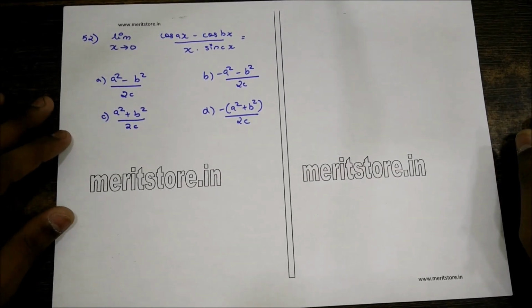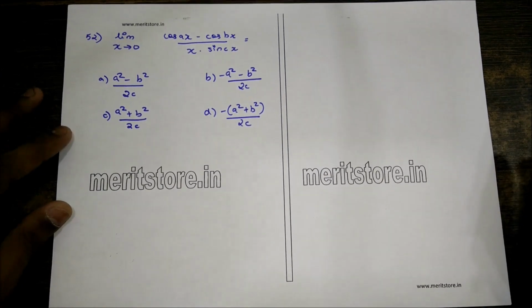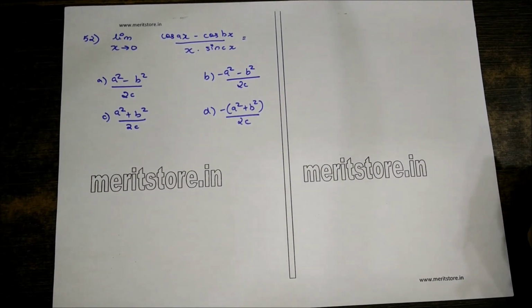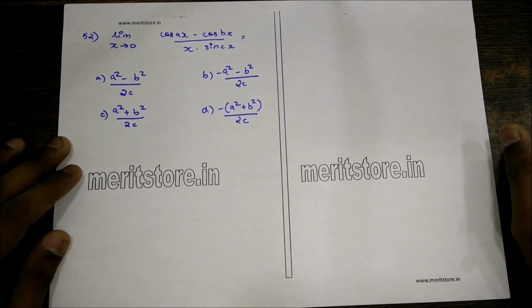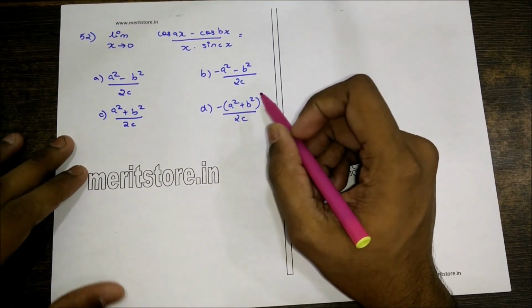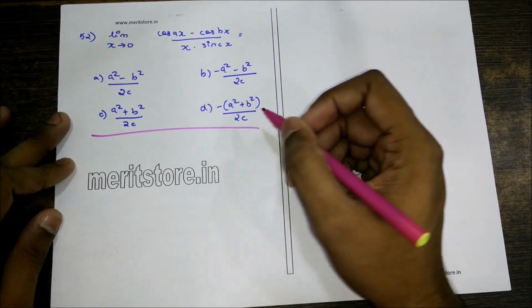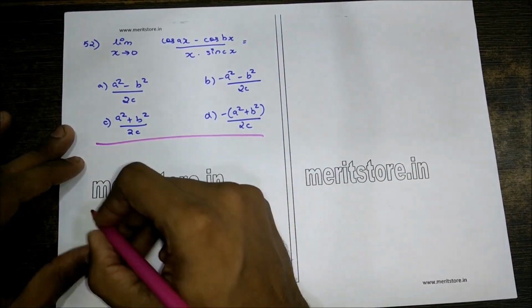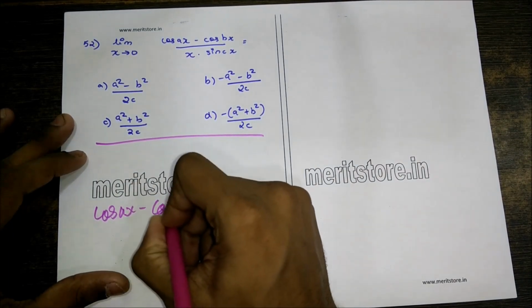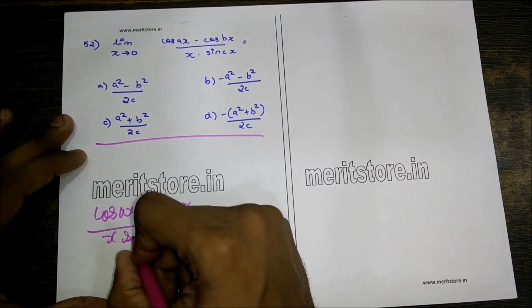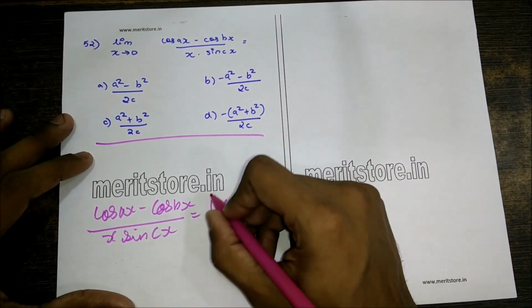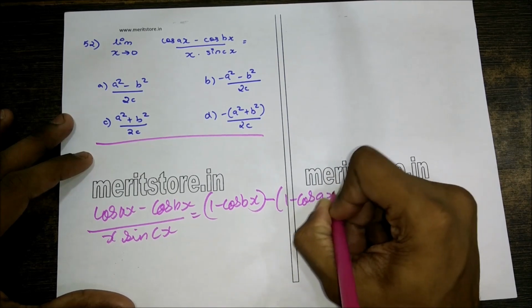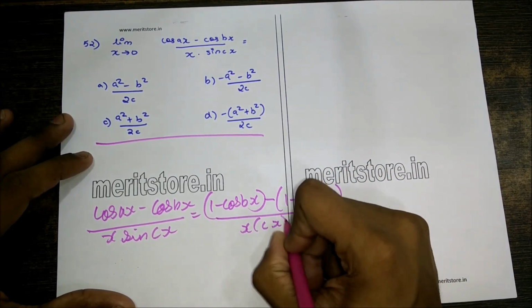Limit of x tends to 0, (cos ax minus cos bx) upon x into sin cx equals: a, (a square minus b square) by 2c; b, minus (a square minus b square) by 2c; c, (a square plus b square) upon 2c; or d, minus of (a square plus b square) by 2c. So therefore we could write this equation as (cos ax minus cos bx) upon x sin cx. This could be written as (1 minus cos bx) minus (1 minus cos ax) upon x cx.